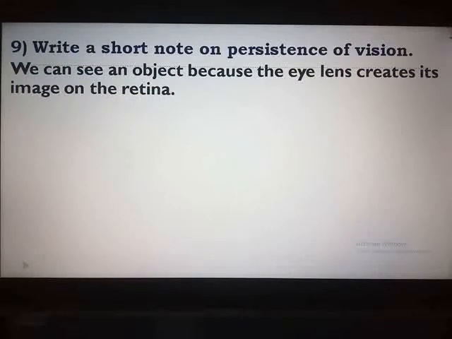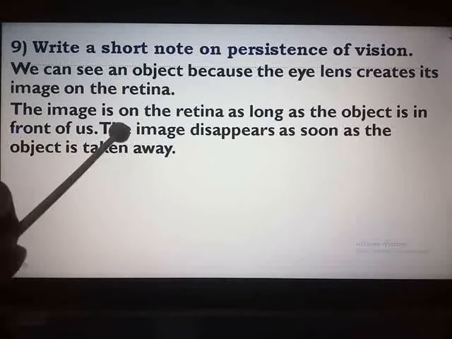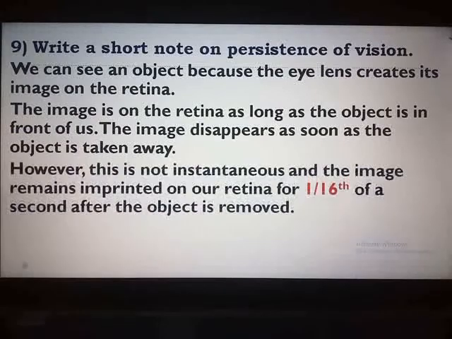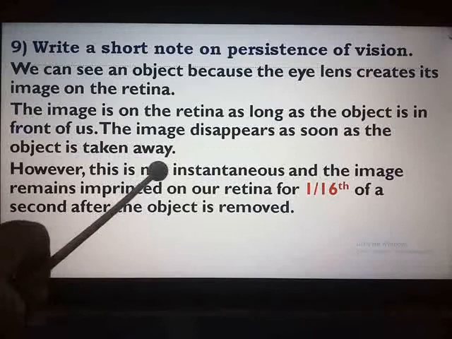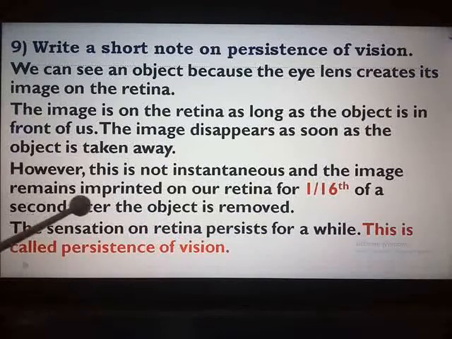Point number 1. We can see an object because the eye lens creates its image on the retina. Point wise I am telling, the image is on the retina as long as the object is in front of us. The image disappears as soon as the object is taken away. However, this is not instantaneous and the image remains imprinted on our retina for 1/16th of a second after the object is removed. The sensation on the retina persists for a while. This is called persistence of vision.